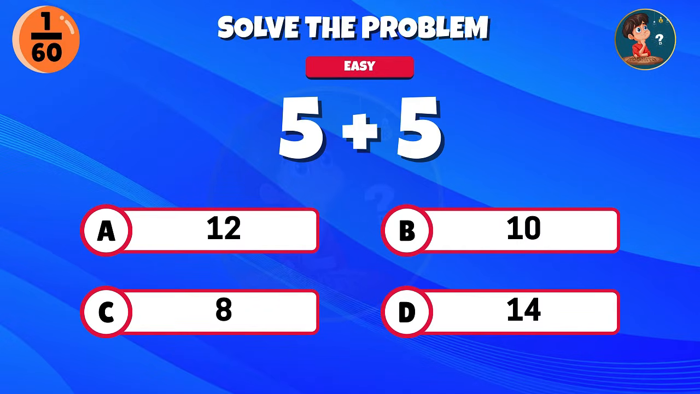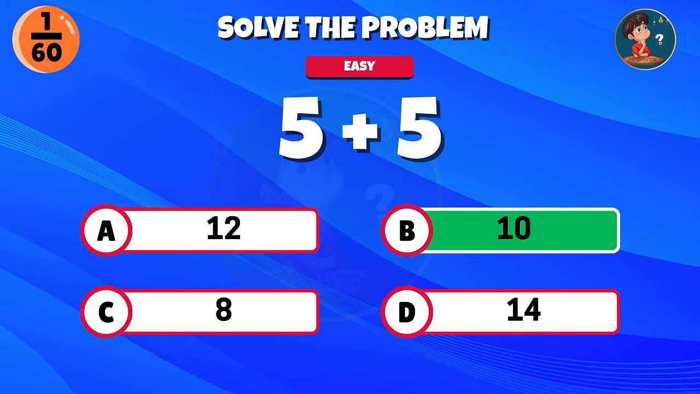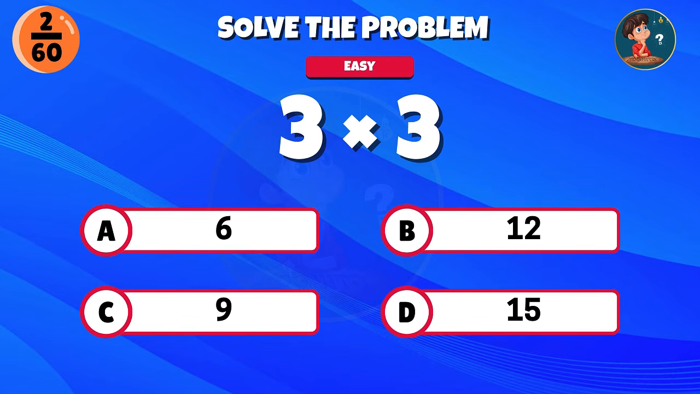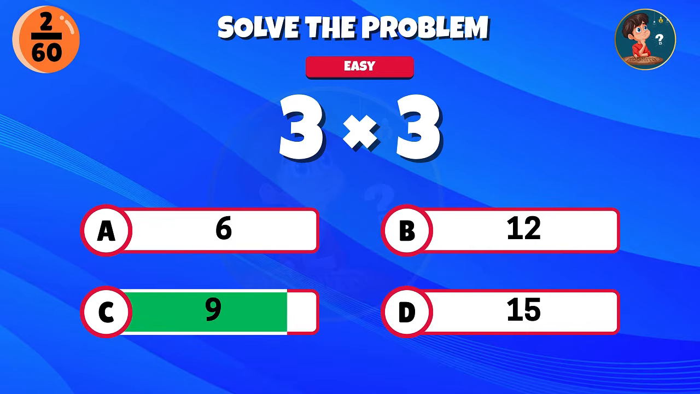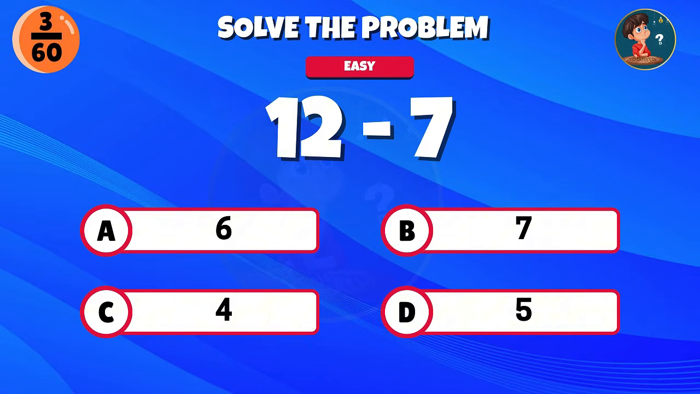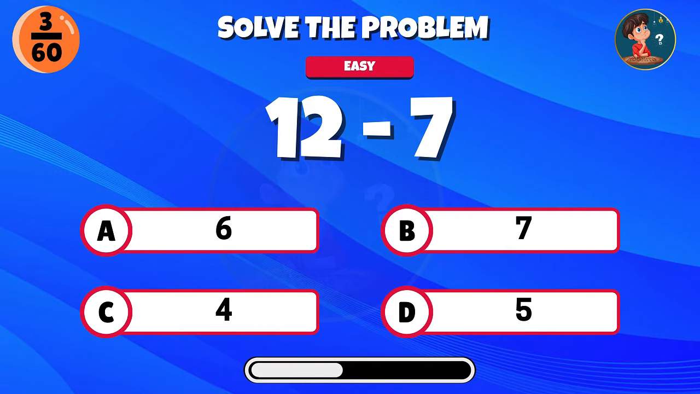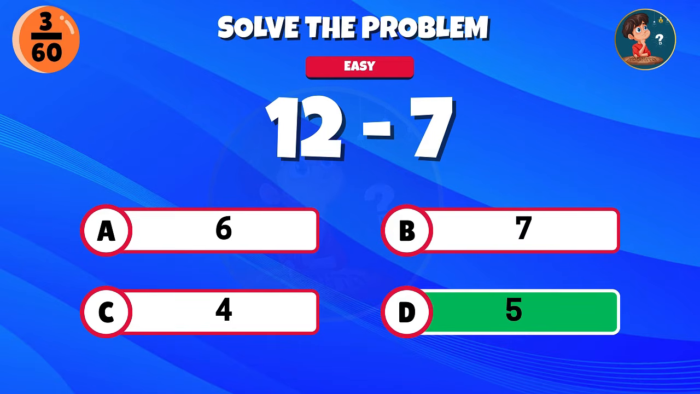Let's start with a simple one. What is 5 plus 5? That's right, you get 10. Can you solve 3 times 3? Well spotted, you get 9. 12 minus 7, what do you get? Excellent, you get 5.